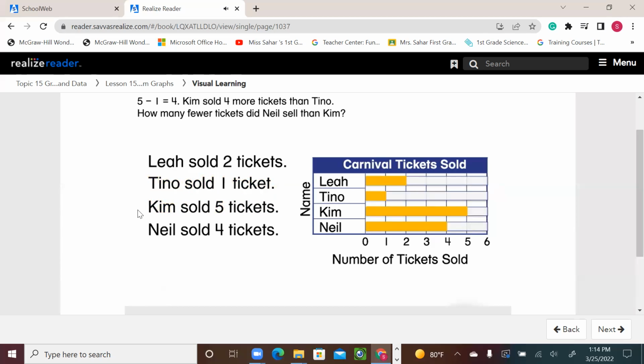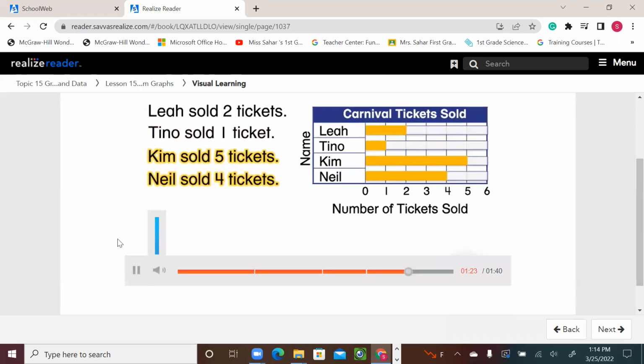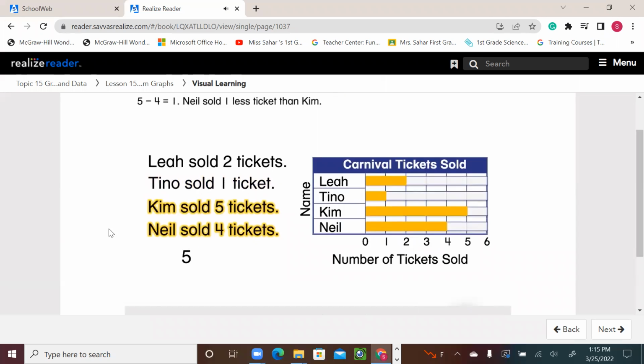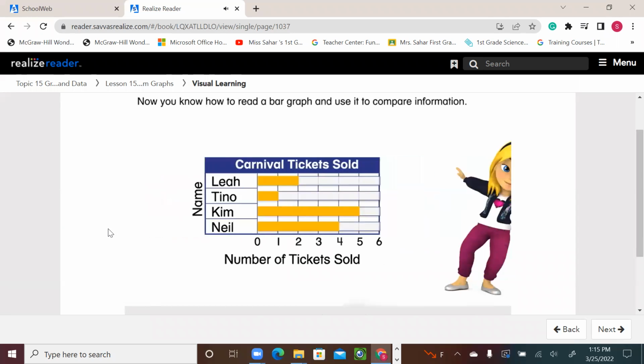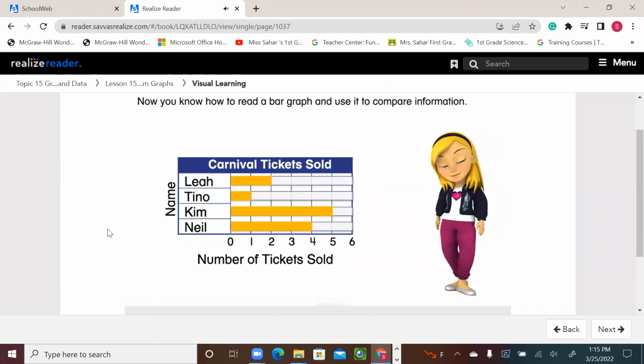How many fewer tickets did Neil sell than Kim? 1 ticket. As we see, comparing the 2 names and the numbers of tickets they sold, the graph helped me to get the answer. So 1 ticket. 5 minus 4 equals 1. Neil sold 1 less ticket than Kim. Now you know how to read a bar graph and use it to compare information.